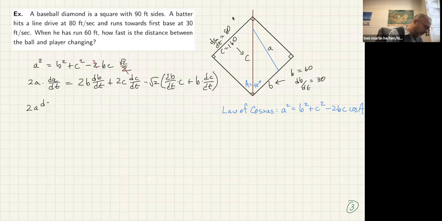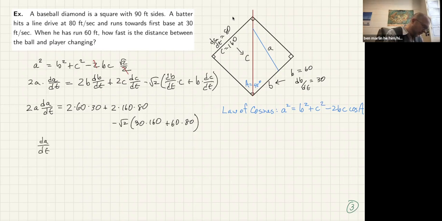2 times A dA dt, we don't know those yet. 2 times the B was 60, the dB dt was 30, plus 2 times the C, we said was 160, and the dC dt was 80, minus square root of 2 times, dB dt was 30, and the C was 160, and plus the B was 60, and the dC dt was 80, okay? So you can figure out your dA dt here.